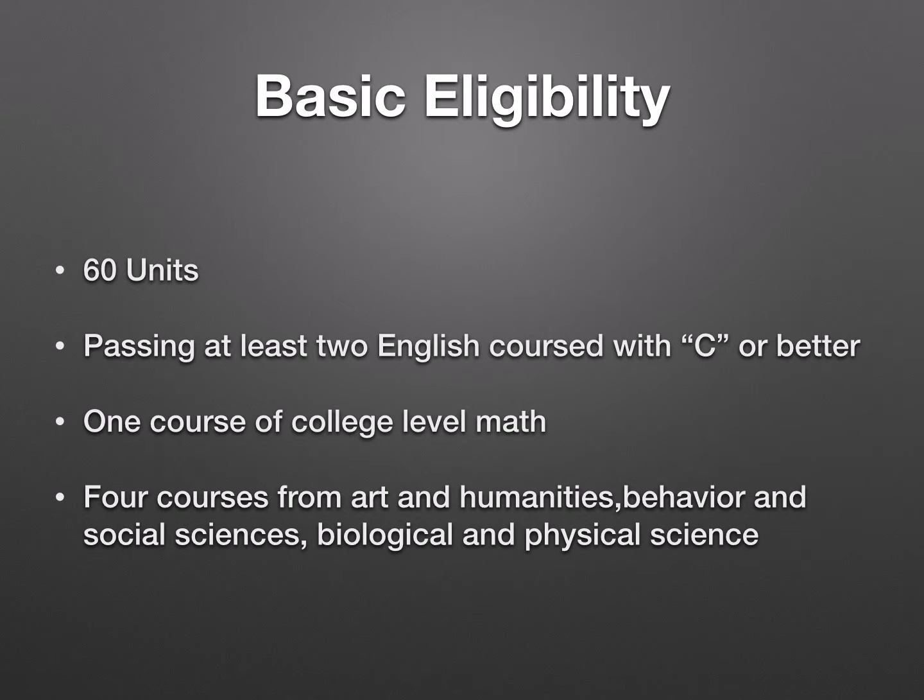You're going to need to have passed 1 course of college level math, whether it just be basic college algebra or calculus. And then you're also going to need 4 courses from either art and humanities, behavior and social sciences, or biological and physical science, and you can pick 2 of those 3 categories.